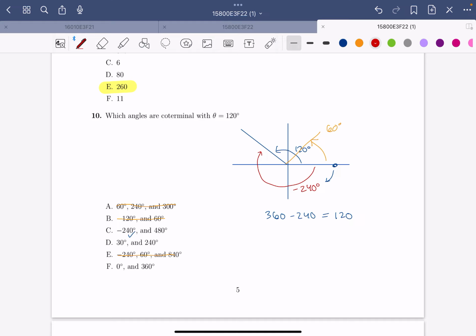So 480, it's getting a little messy, but 480 would be 360 plus another 120, which actually leads us back to the same point. We can check this again by saying 480 minus 360, which gives us 120 degrees. So both of these values are good, which gives us an answer of C.